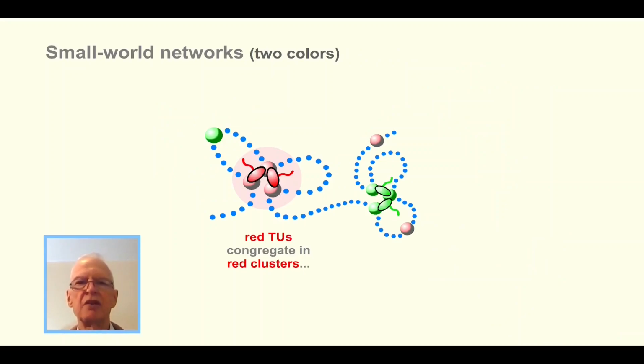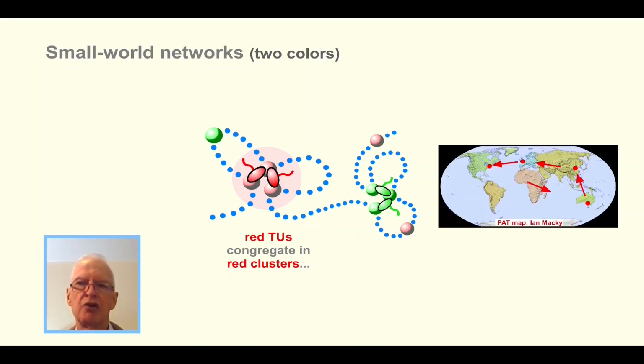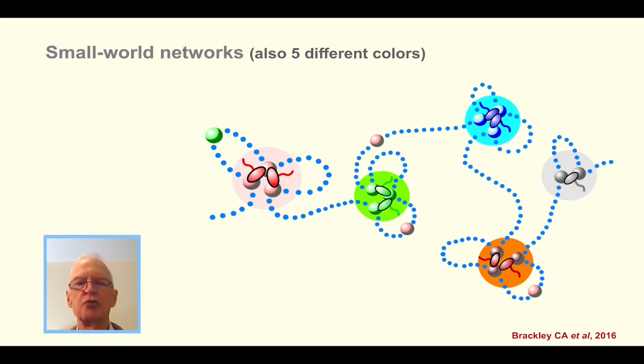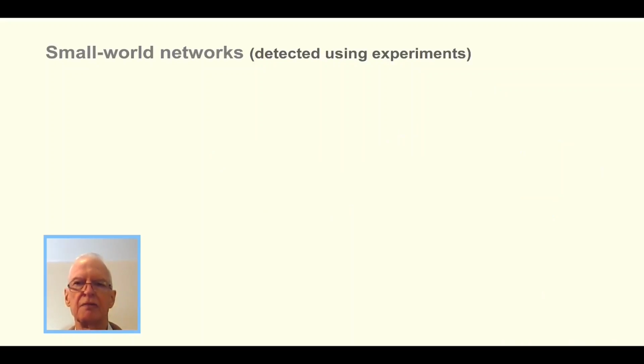Now we're going to make things a little more complicated. We're going to have 2 sets of factors. We're going to look at the overlap between the different networks. We've gone on to carry out simulations with 5 different kinds of transcription factors, and then we obtain 5 different kinds of color in the clusters with very little overlap between the different colors.